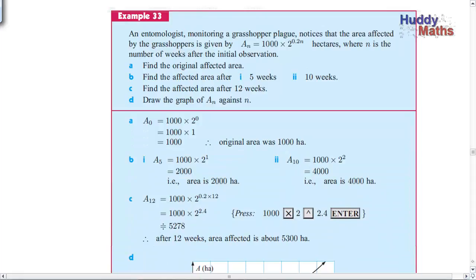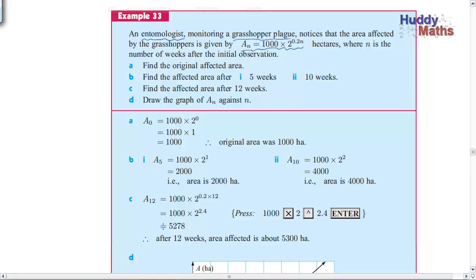We're coming up to some modelling now. We're getting familiar with our function, so let's see if we can apply it and use it to describe a practical situation. An entomologist studies creatures like grasshoppers and other insects. I think it's insectology, I don't know. Monitoring a grasshopper plague. Notice the area affected is that, so he's made a model.